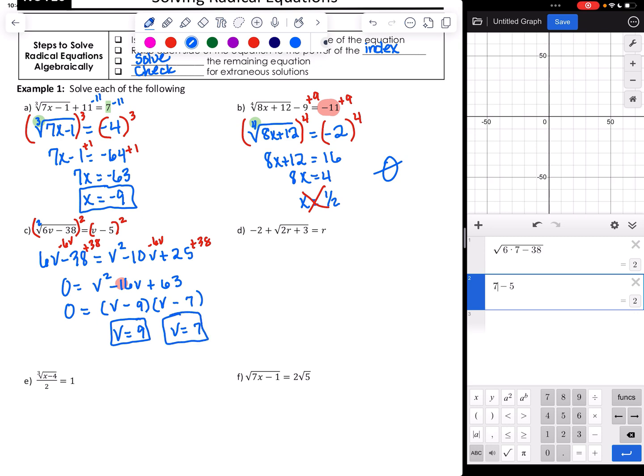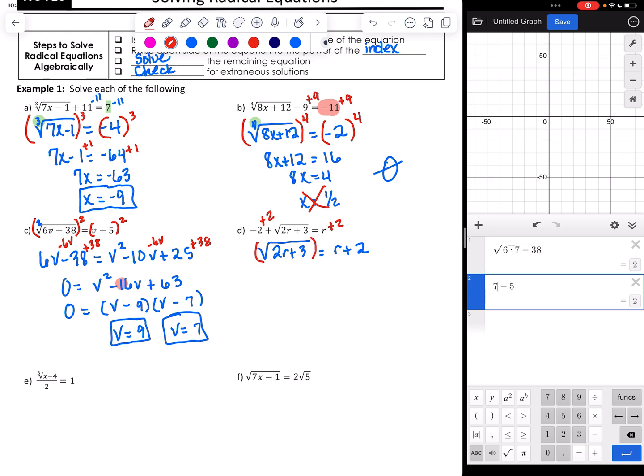All right, problem D. Negative 2 plus the square root of 2r plus 3 equals r. So I want to isolate the radical, so we'll add 2 to both sides. So that gives us the square root of 2r plus 3 is equal to r plus 2. Now pause the video and try this problem on your own. All right, welcome back. Let's see how you did.